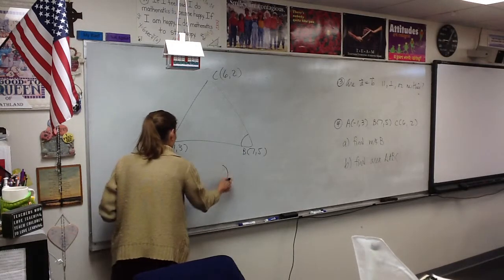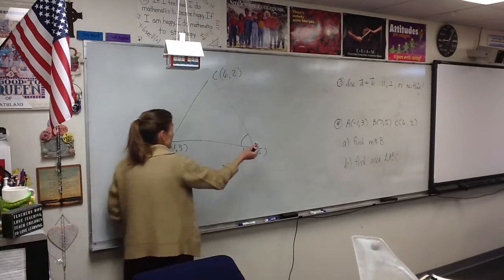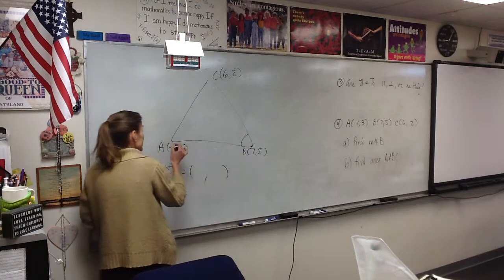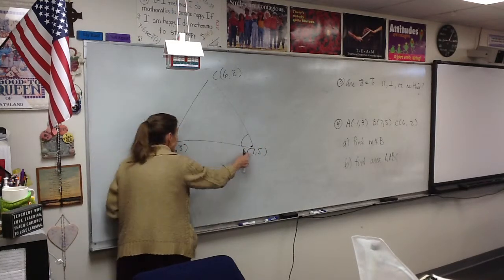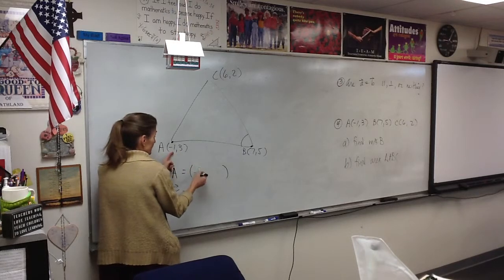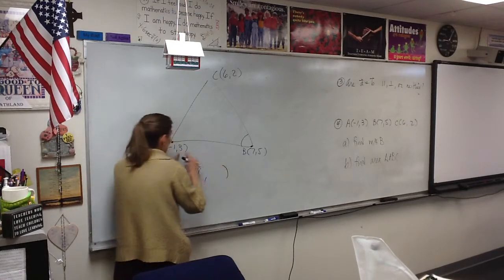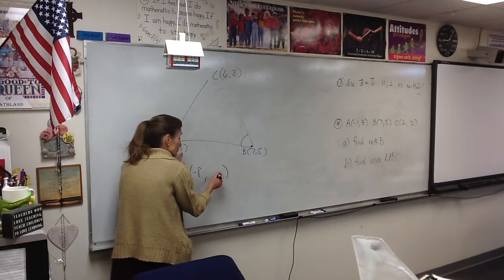Okay, so what are the coordinates of vector BA? That's starting at B, stopping at A. What are those coordinates? 7 to -1, -8, 5 to 3, -2.